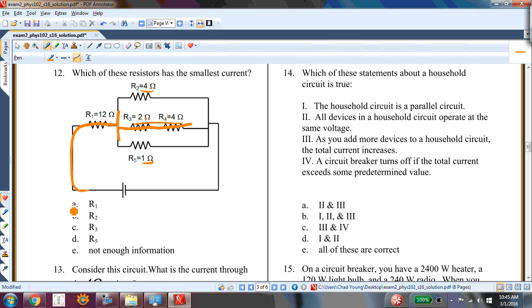Let's see what my options are. R1, R2, R3, and R5. Well, it's definitely not R1, and R3 is listed, so that must be it. C is the right answer for number 12.